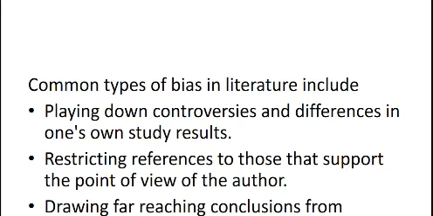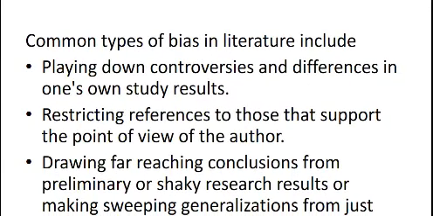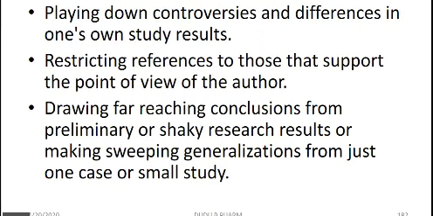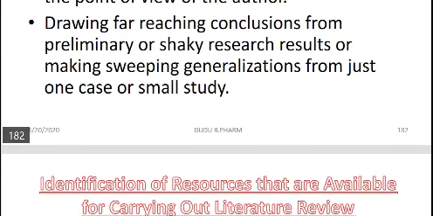Common types of bias in literature include playing down controversies and differences in one's own study results, restricting references to those that support the point of view of the author, and drawing far-reaching conclusions from preliminary or sharp research results, or making sweeping generalizations from just one case or small study.